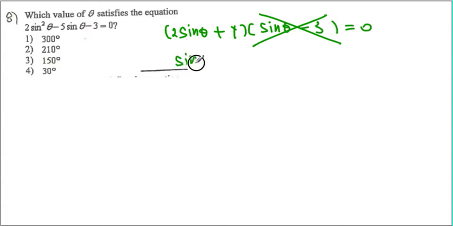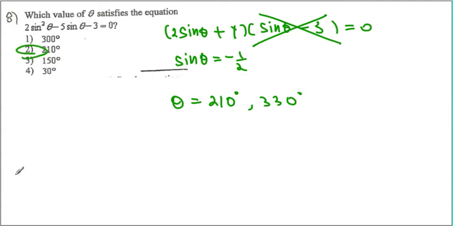Here sine theta has to be equal to negative 1/2. When do you have sine theta to be negative 1/2? When theta is equal to 210 degrees or 330 degrees. So we can realize that the answer must be choice number 2.